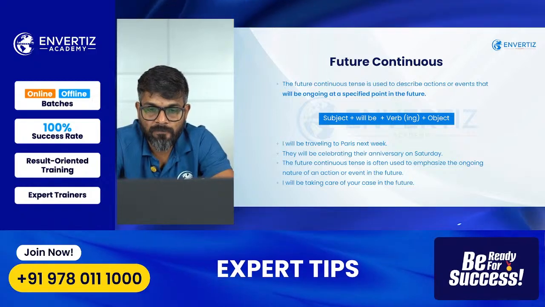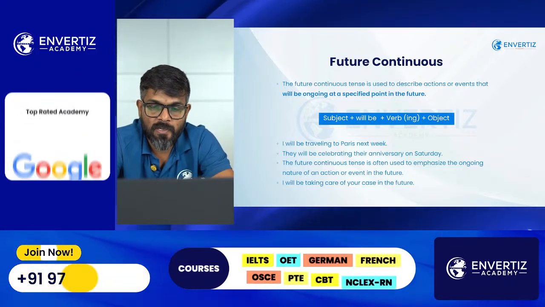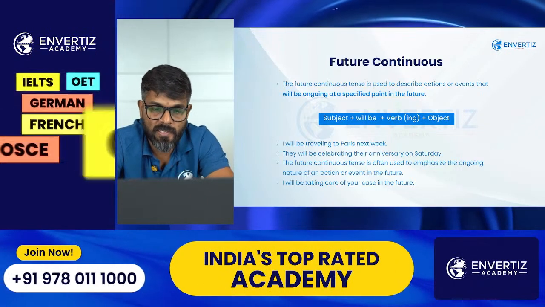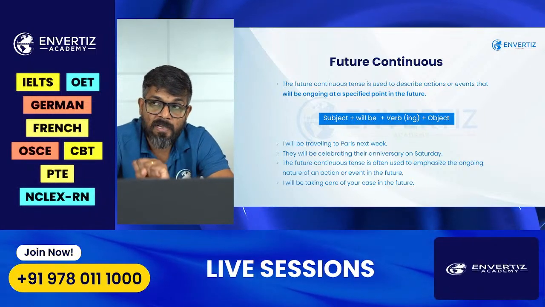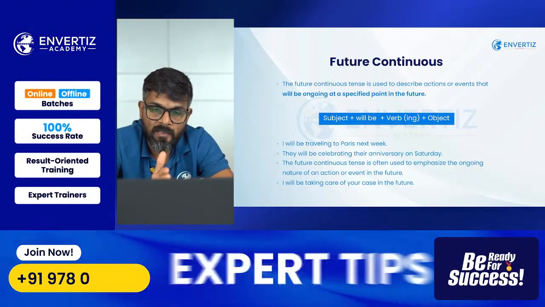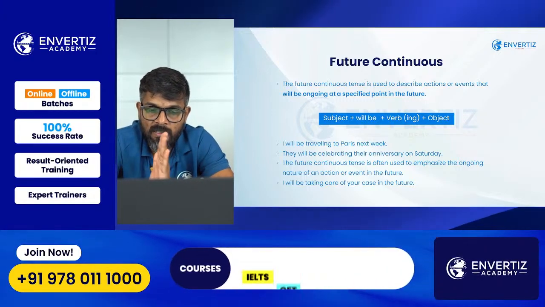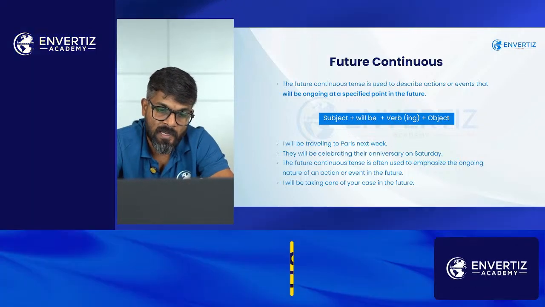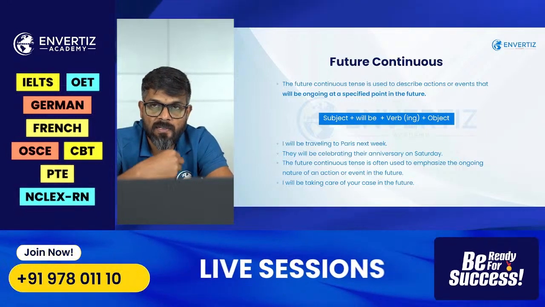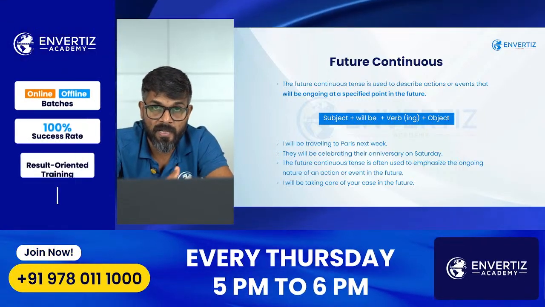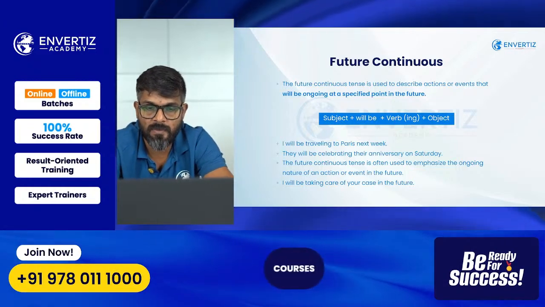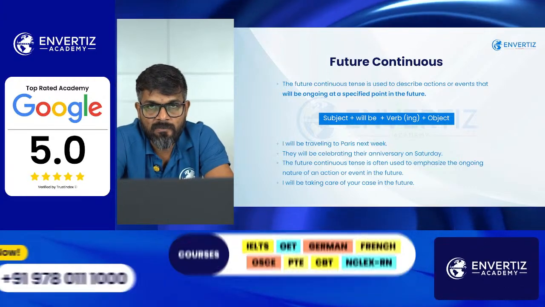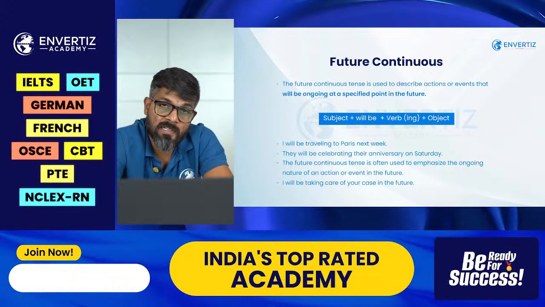Now, future continuous. I told you already, for the continuous tense you need to use the ing form of the verb. For the future continuous, subject plus will plus be; you need to add be here. So subject plus will plus be plus the ing form of the verb plus object. I will be traveling to Paris next week. Now see our example so that you will get a clear idea. Dr. Augustine will be treating a patient.